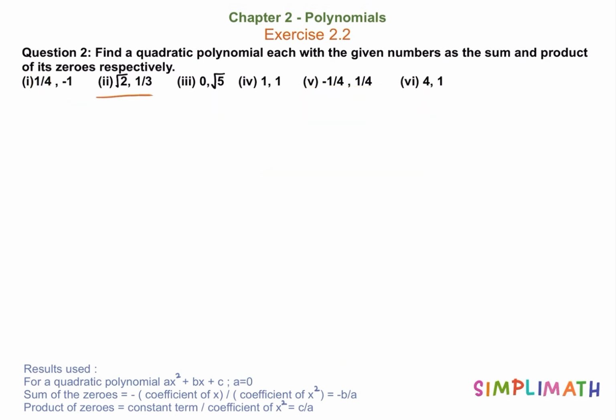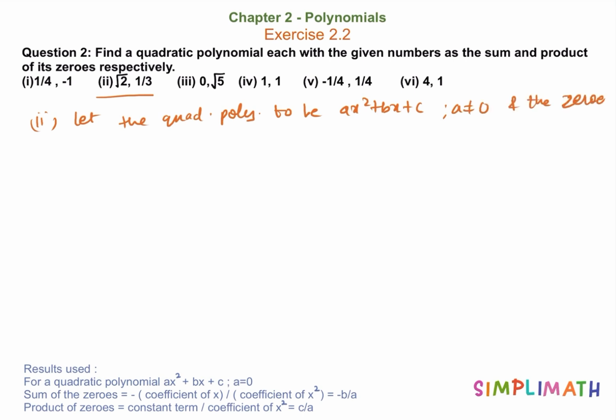Now let us come to the second part. Again we will assume the quadratic polynomial to be ax square plus bx plus c, where a is not equal to 0 and the zeros are alpha and beta. So we are given the sum. The sum of the zeros is root 2 and the product of the zeros is 1 by 3.